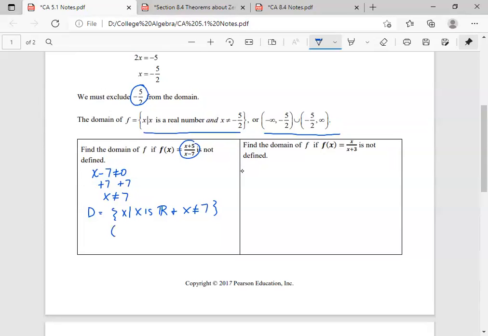And if you wrote that in interval notation, you would say, I'm good from negative infinity to 7, and then I'm good again from 7 to infinity.